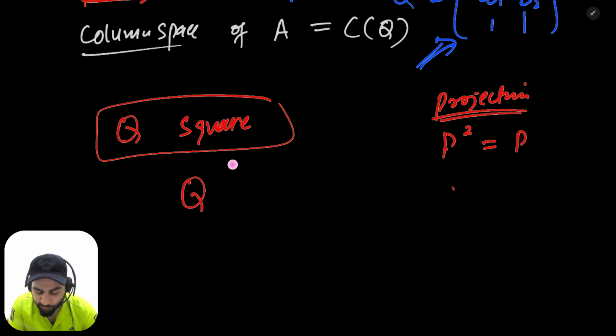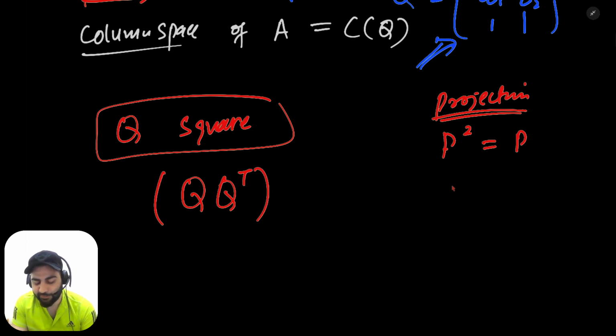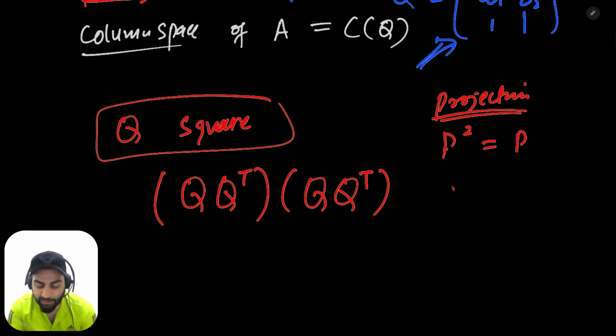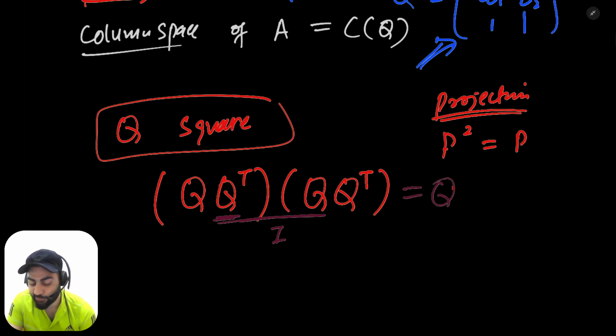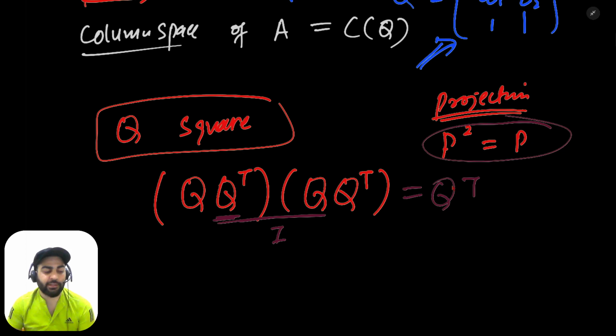So we have this projection matrix now. Let's suppose we have this Q transpose, and if you multiply it again with itself, it should give Q transpose back. Now clearly you can see that Q transpose multiplied by Q is the identity. That's the definition of an orthonormal matrix. That's equal to Q transpose. So this is again the property that we wanted: P squared should be equal to P.